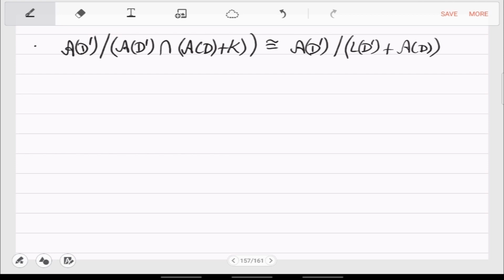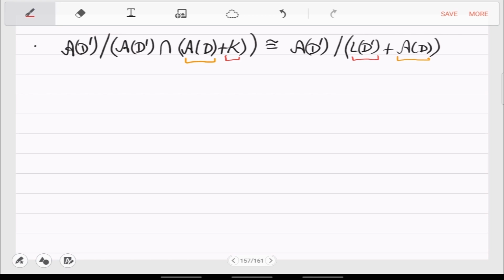Why is that? Well, in both these objects, AD is clearly contained in AD prime, so AD is common. Beyond AD, you only have rational functions in big K, right? So what are the things which are functions and present in AD prime? That is by definition LD prime. Fine. So from K you get LD prime.